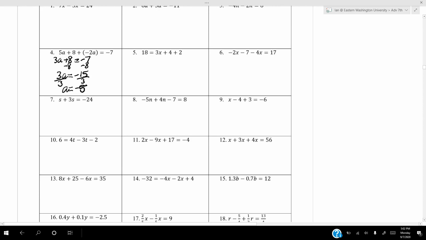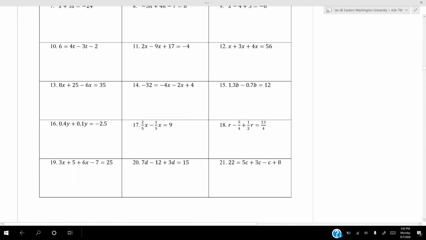I believe you guys can do 7. I'm going to do one of the harder ones. I'm going to do 16. Okay? So, again, check for distribution. We don't have to distribute here, so we're fine. Check for combining like terms. We do need to combine our like terms. 0.4 plus 0.1 is 0.5y equals negative 2.5.